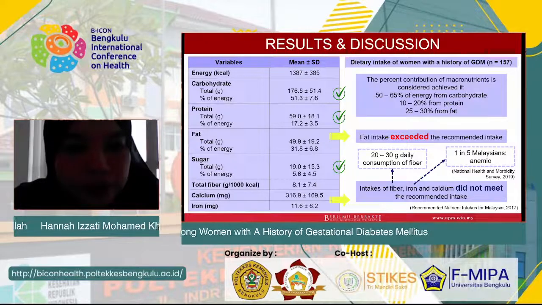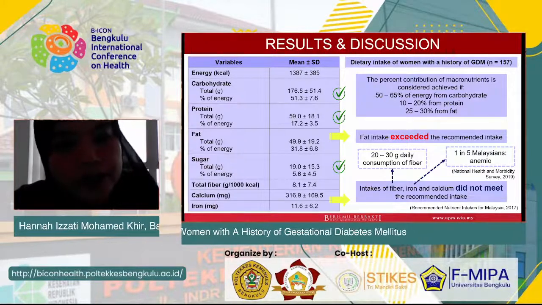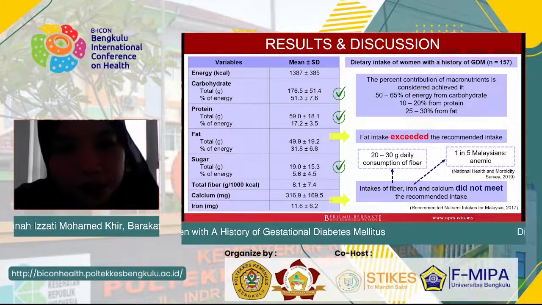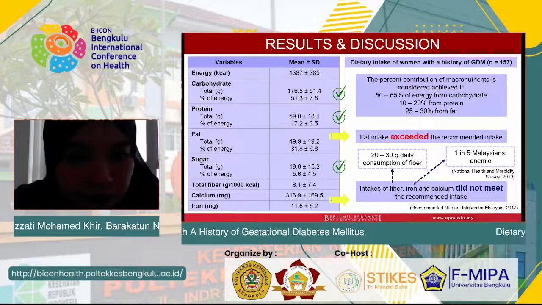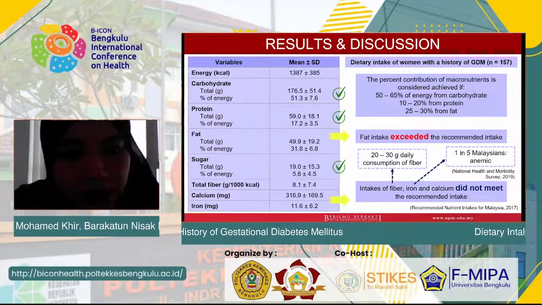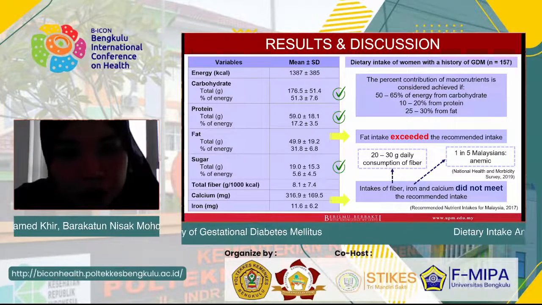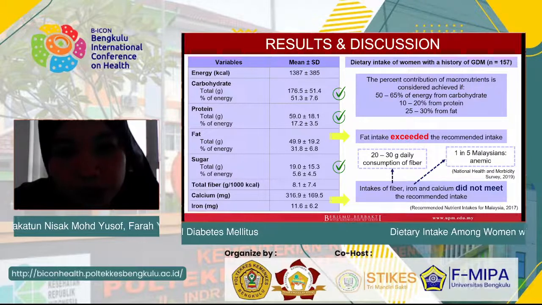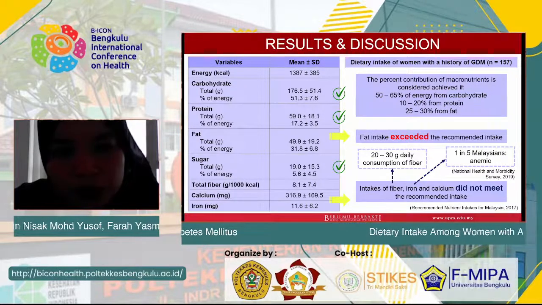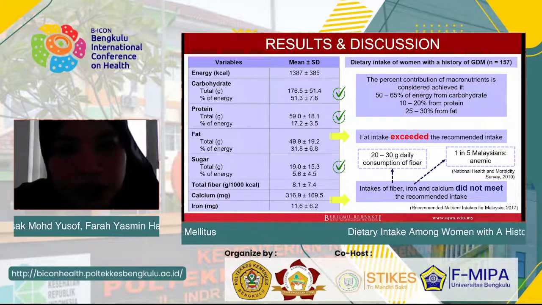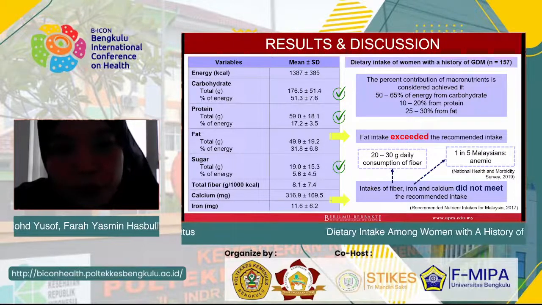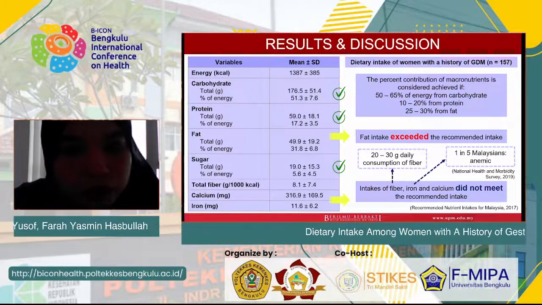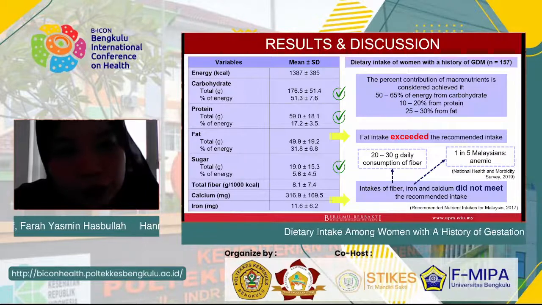Because apart from digestive health, dietary fiber actually plays a crucial role in overall health and well-being. The iron intake did not meet the recommended intake according to the RNI, reflecting a trend in the general Malaysian population, in which it was reported that 1 in 5 Malaysians were anemic. Similarly, the NHMS reported that among women of reproductive age, 18 to 49 years old, 3 in 10 were found to be anemic.